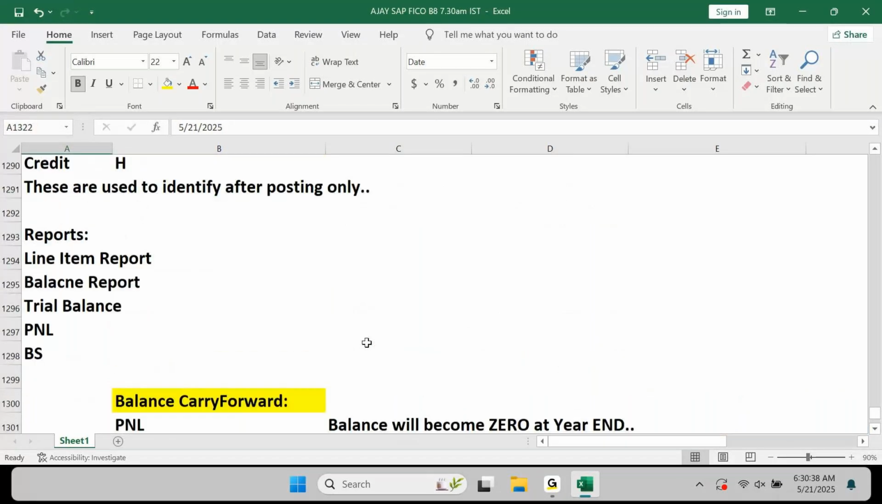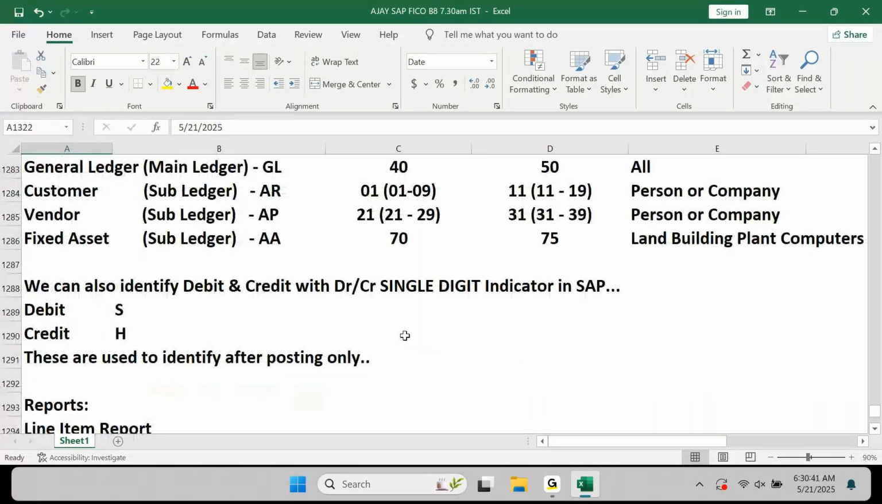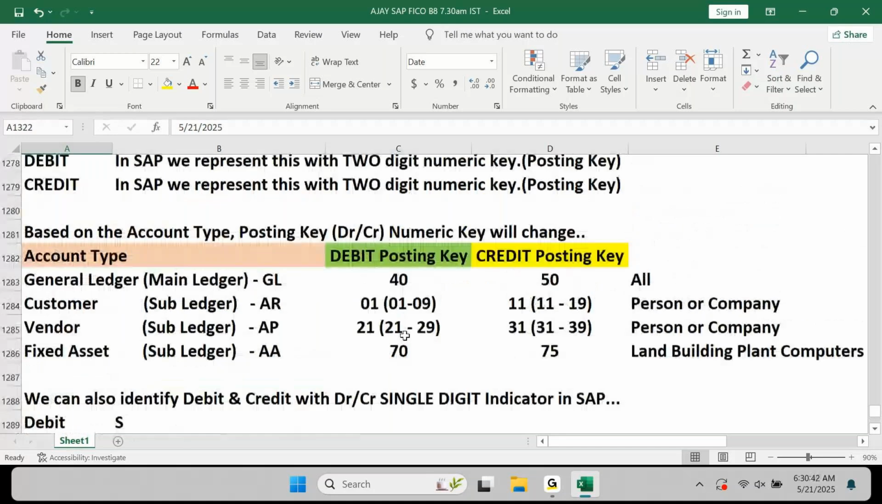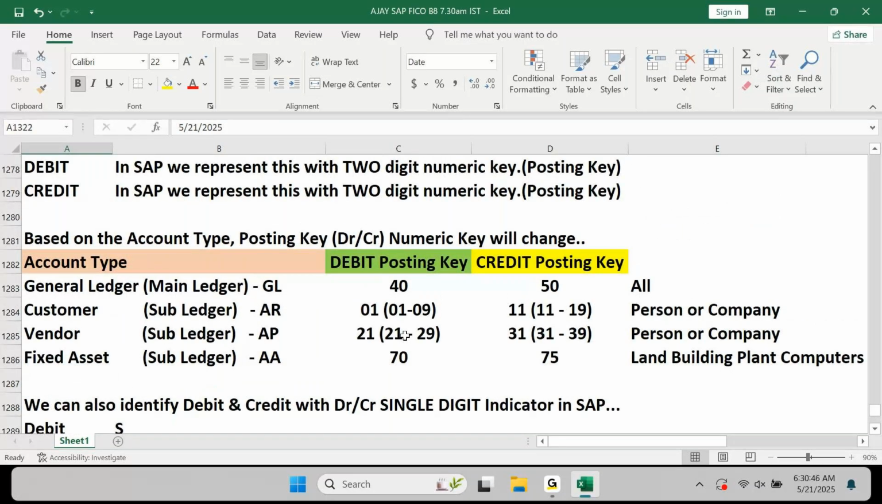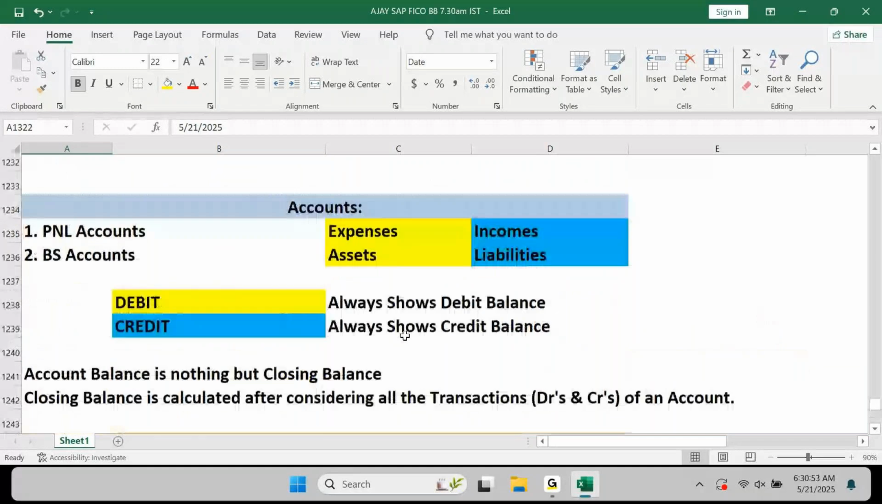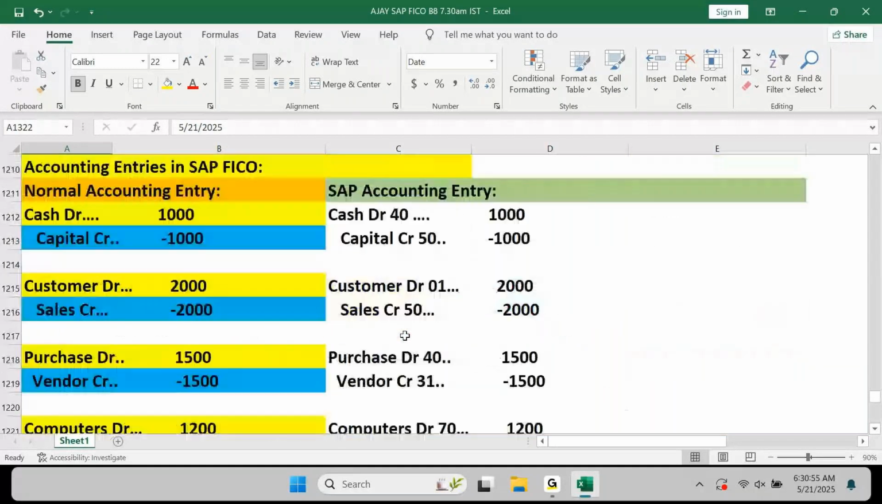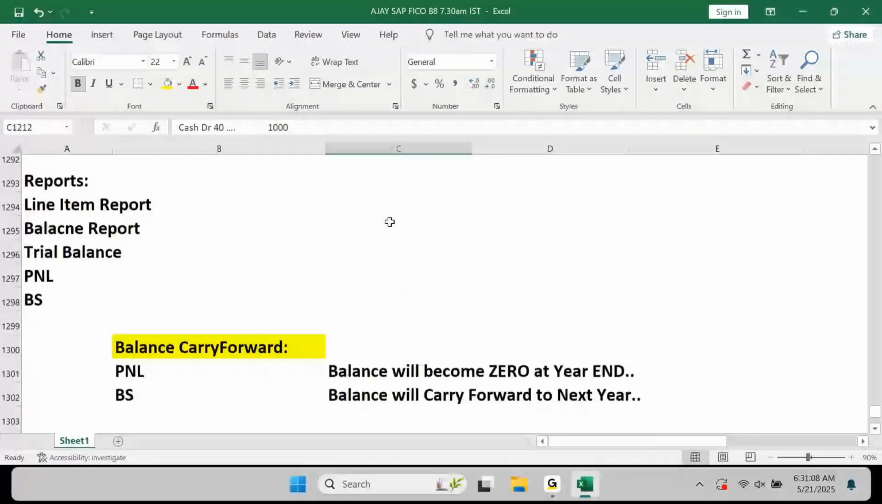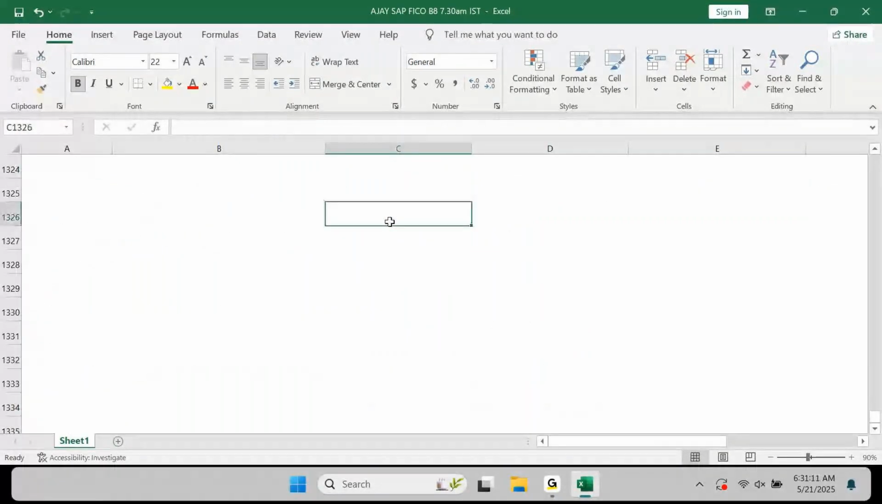Okay, in the last session, we were talking about how entry is posted from SAP point of view. These are clear for everyone. Debit, credit, posting keys for customer, vendor, and the way we listed the accounting entry in terms of SAP by just adding 40, 50, 21, 31, 70, 75 posting keys. Is it clear for everyone? At least a basic idea, understanding? Yes, sir. All right.